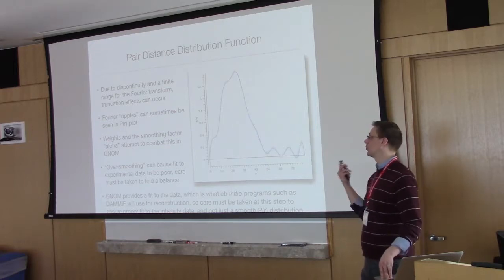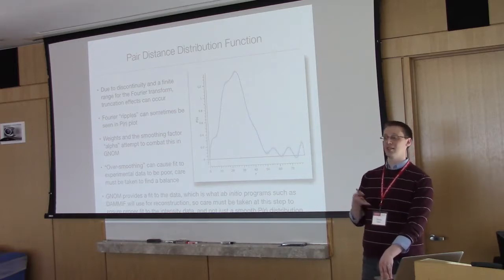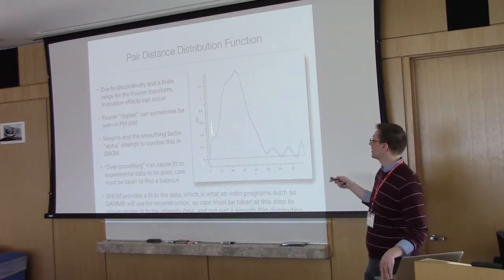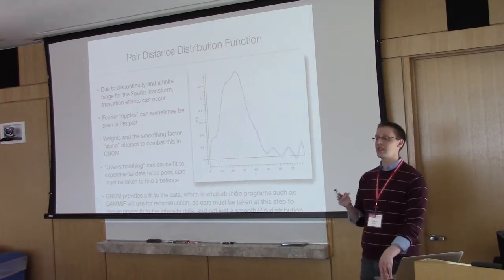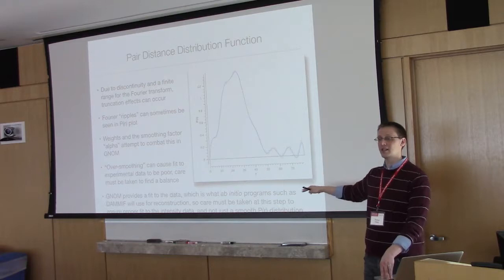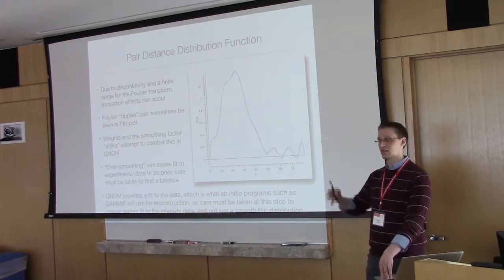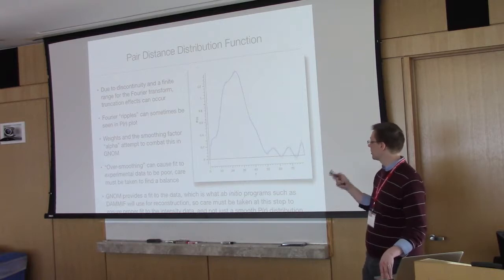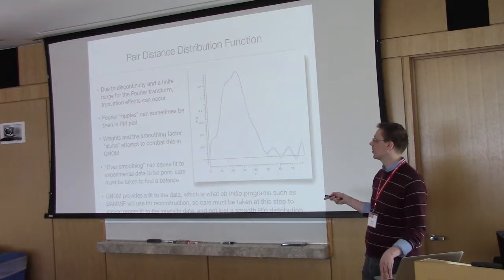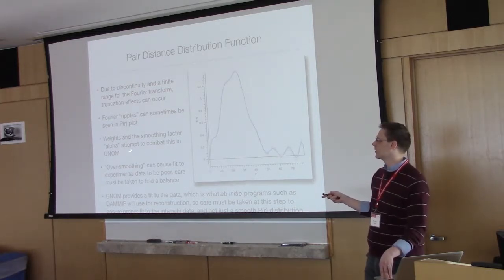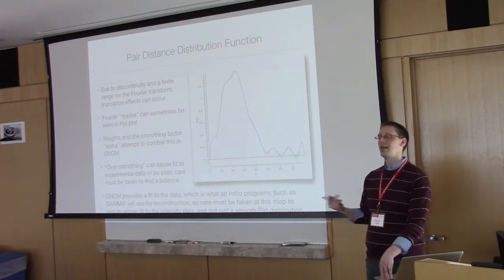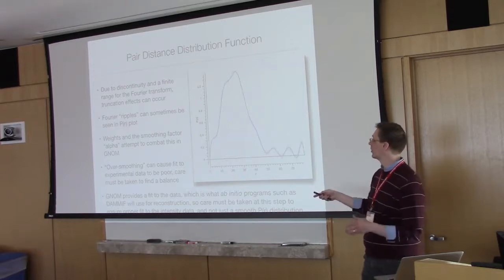If you just calculated the raw pair distribution function directly from the scattering profile, you'd end up with some crazy oscillations in it, and that's because we don't collect an infinite amount of data. We truncate our data at the edge of the detector, some maximum Q value, some highest resolution, and this causes these ripples. So we use some smoothing in various implementations. For example, in GNOM, this is called alpha.